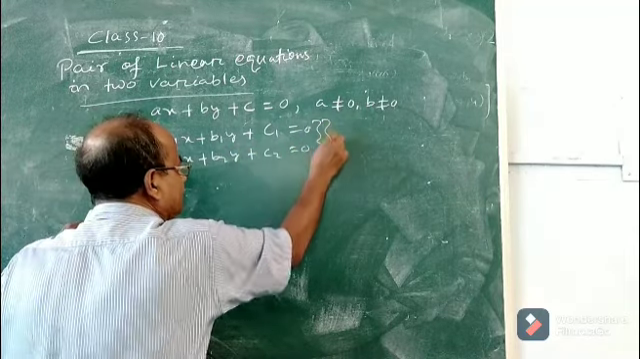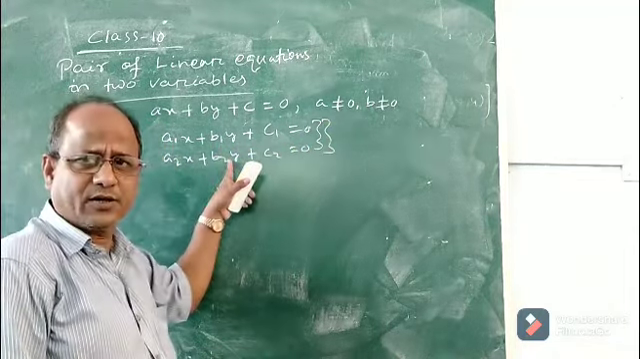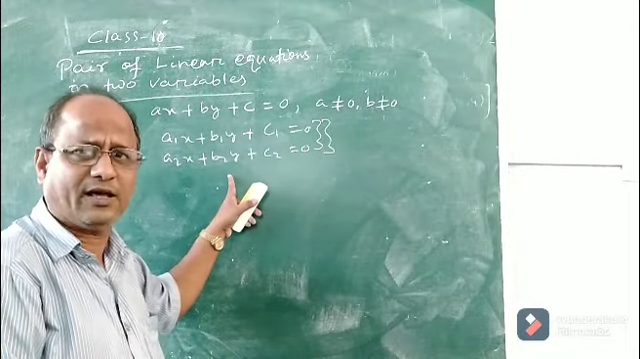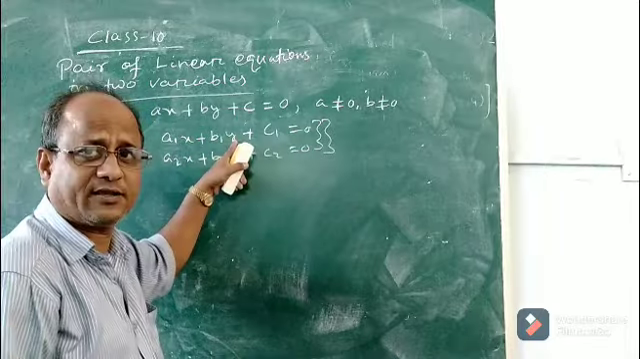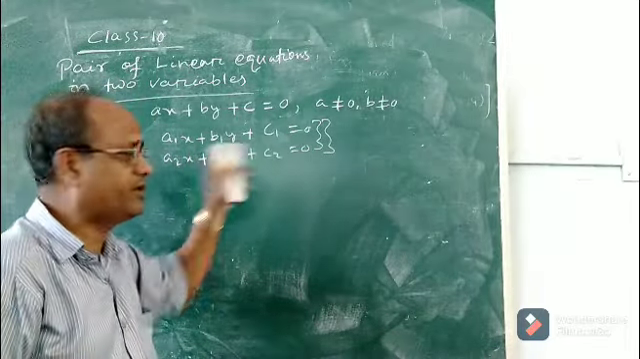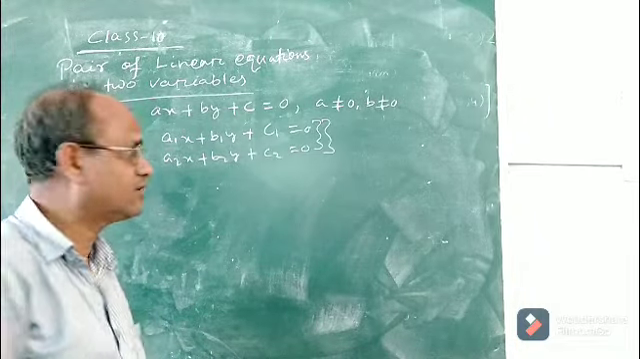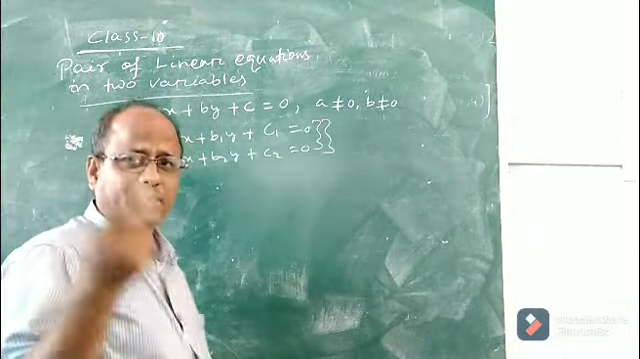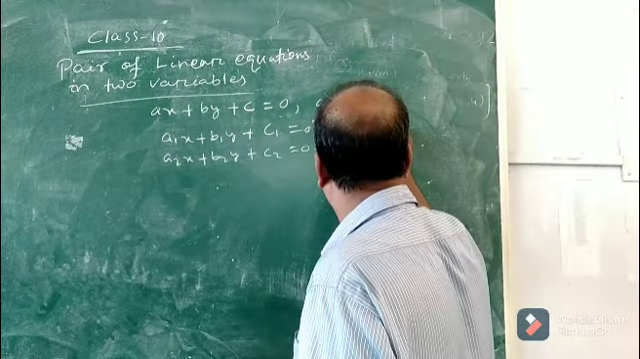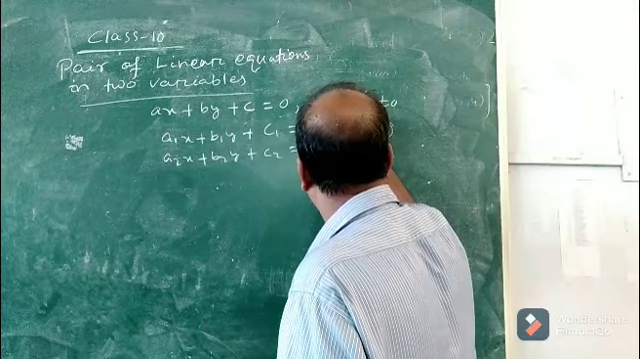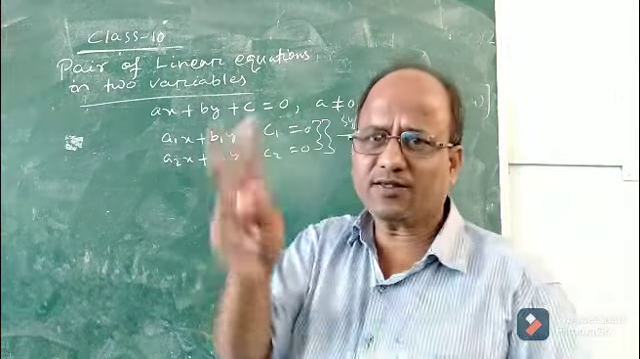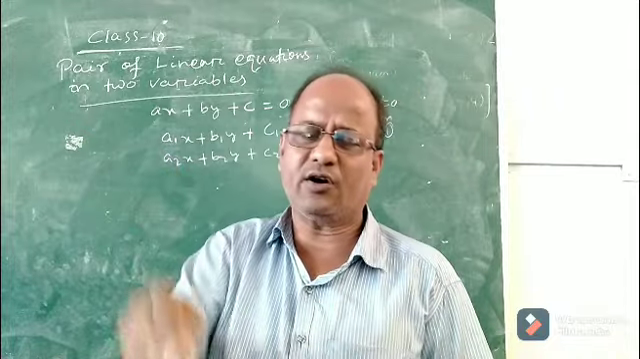Now see children, look at these two equations. These two equations are also linear equations in two variables because there are two variables x and y in every equation, and a1, b1, c1, a2, b2, c2 are all real constants. So when we consider two linear equations in two variables, this is called a pair, or a system of linear equations. These two equations constitute one system.